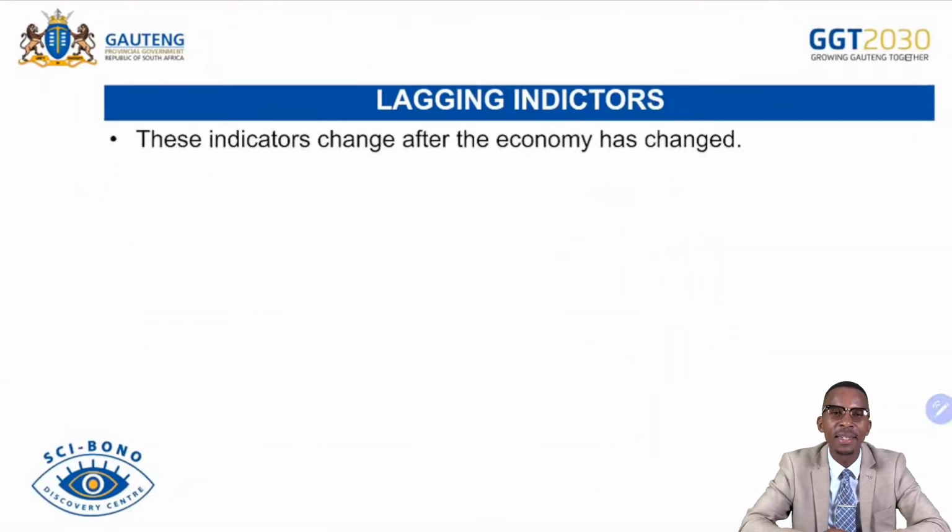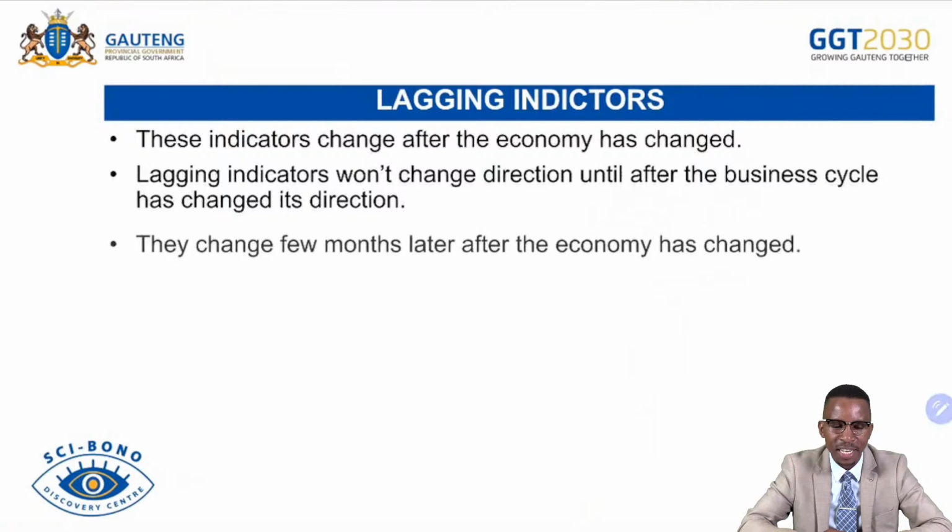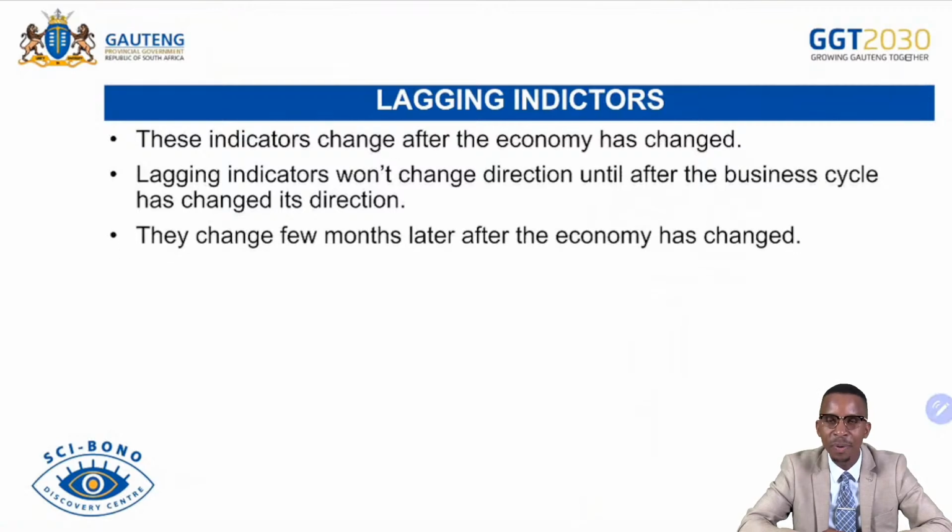Then the lagging indicators. Remember, these are indicators that change after the economy has changed. In this case, the economy will come first, and then the indicator will prevail after. So these indicators change after the economy changes. Lagging indicators won't change direction until after the business cycle has changed its direction. They change a few months later after the economy has changed.